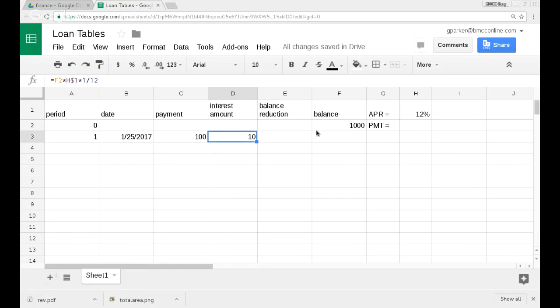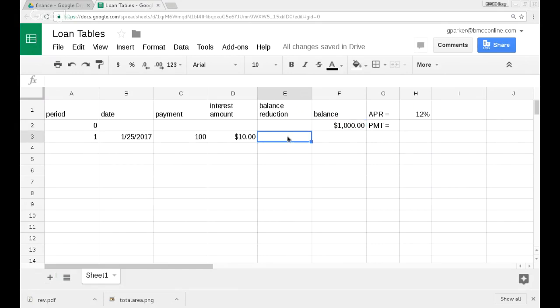So it says $10. If the balance was formatted in dollars, then that interest amount calculation will get formatted in dollars automatically because it depends on the balance. And the spreadsheet recognizes that we probably want that to happen. You can always override that.